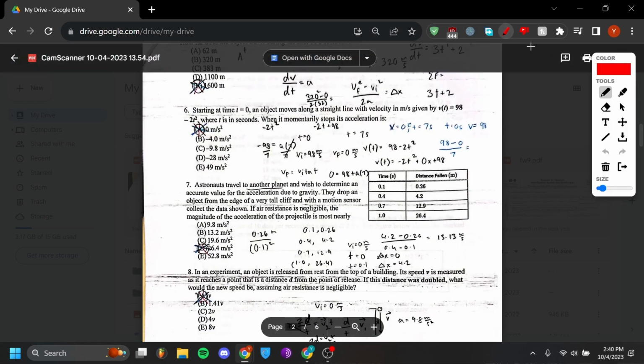All right. Moving on, question 6. Starting at time t equals 0, an object moves along a straight line with velocity in meters per second given by v of t equals 98 minus that. When it momentarily stops, its acceleration is going to be 0 meters per second squared. No, that's wrong.